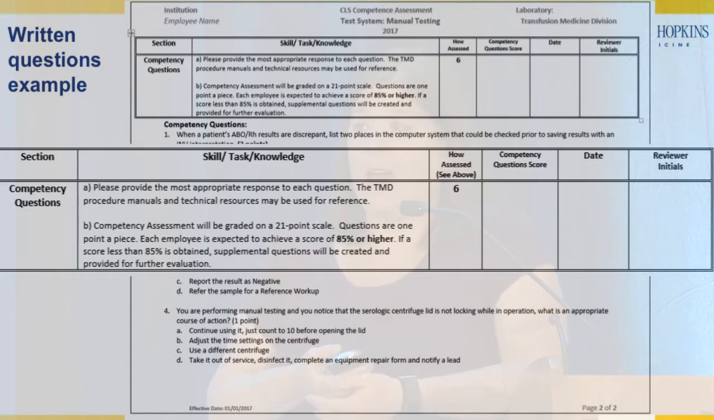So if someone does not pass their competency assessment, you're going to have to restrict them from doing that test system until they have passed the competency assessment. And so you need to document that, either a recompetency or retraining type of situation, before they can go back to doing those independent testings.